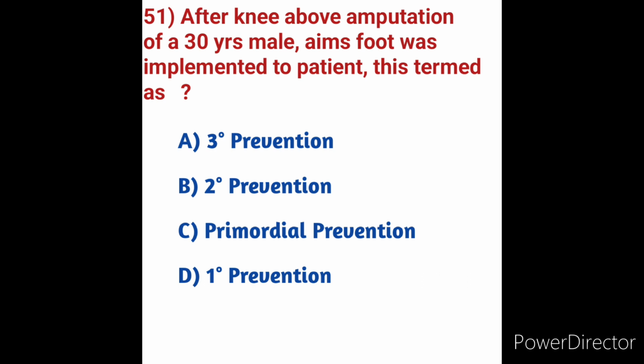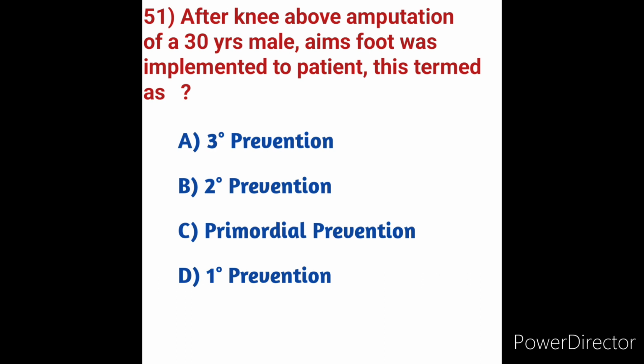Actually, there are 4 levels of prevention: primordial prevention, primary prevention, secondary prevention, and tertiary prevention. We will see them one by one. What is primordial prevention? Primordial prevention means preventing the development of risk factors in a population group in which they have not yet appeared. Before they appear, we have to prevent them through primordial prevention.